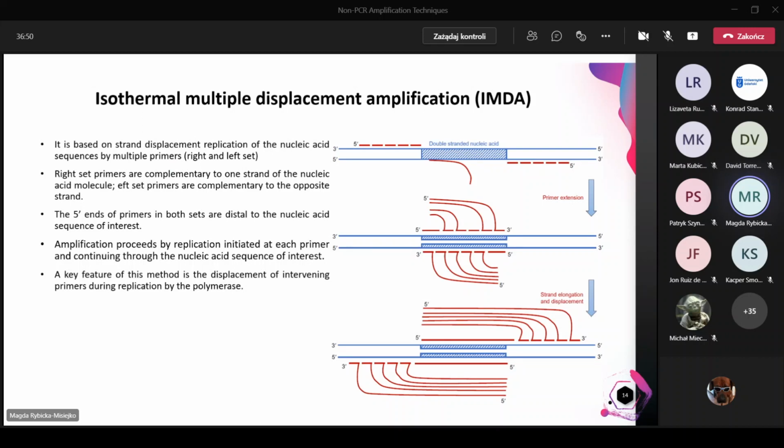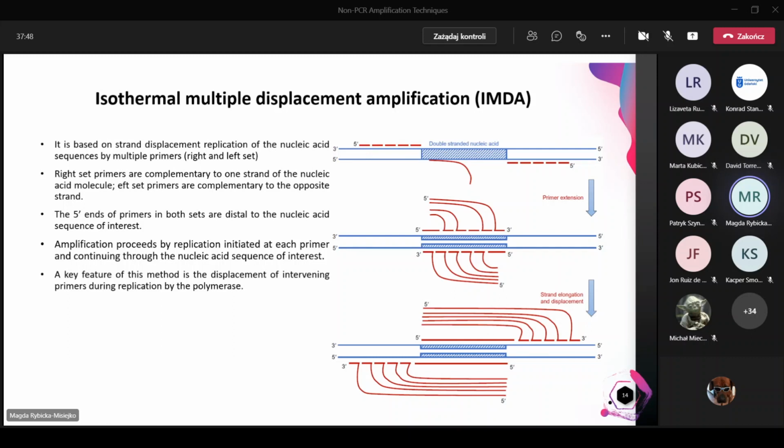In this method, 2 sets of primers are used, right set and left set of primers. The primers in the right set are complementary to one strand of the nucleic acid molecule to be amplified, and the primers in the left set are of course complementary to the opposite strand, and the 5' ends of primers in both sets are distal to the nucleic acid sequence of interest when the primers have hybridized to the nucleic acid sequence molecule that is amplified. And the amplification proceeds by replication initiated at each primer and continuing through the nucleic acid sequence of interest. A key feature of this method is the displacement of intervening primers during replication by the polymerase.